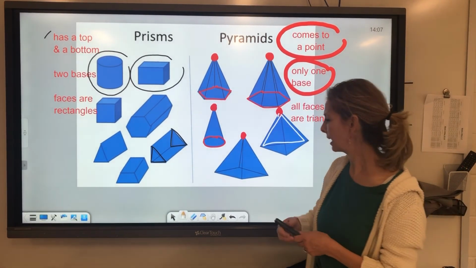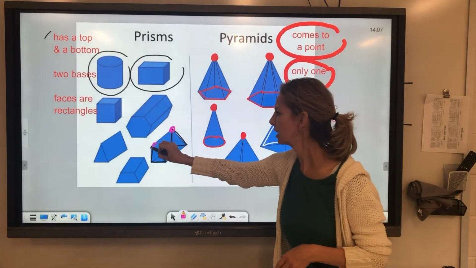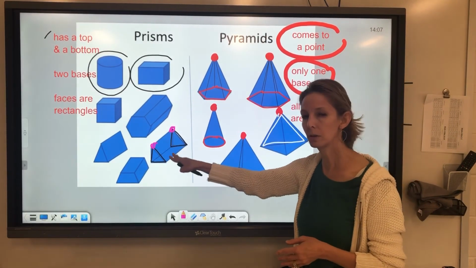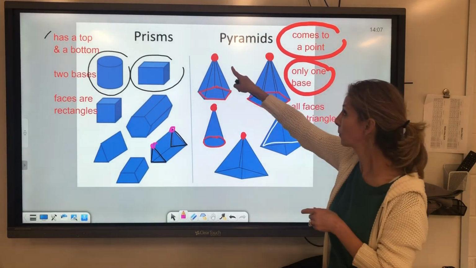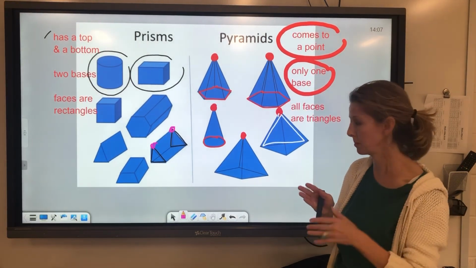Now, you may say, wait a second, you said it comes to a point, but it looks like over here on a triangular prism that comes to a point. Remember, it does not come to one point, whereas our pyramid is coming to one single point. All right, important to remember that.